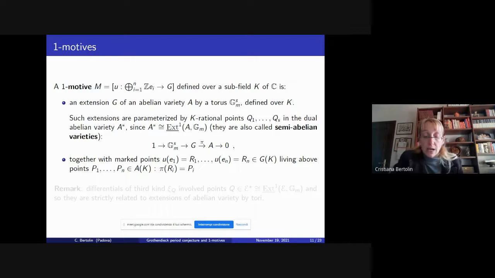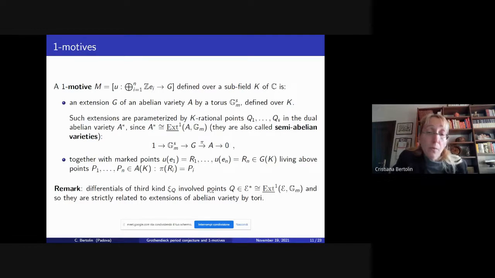As we have seen on the last slide, differentials of the third kind involve points on the dual elliptic variety. But these points related to the differentials of third kind are also the points which parameterize the extension of A by G_m. So extensions of an abelian variety by a torus are related to points of the dual abelian variety, and with these points you can also construct differentials of the third kind. So extensions correspond to a differential of the third kind.